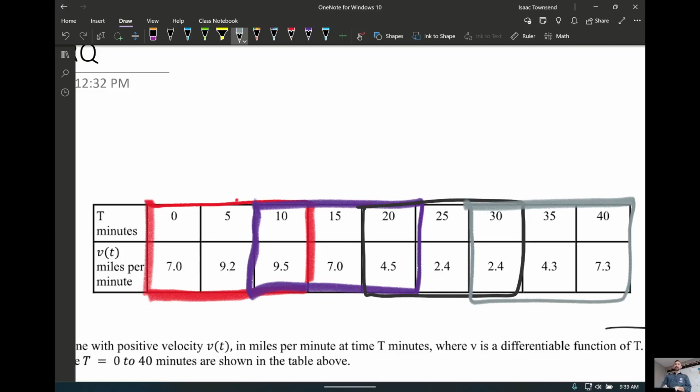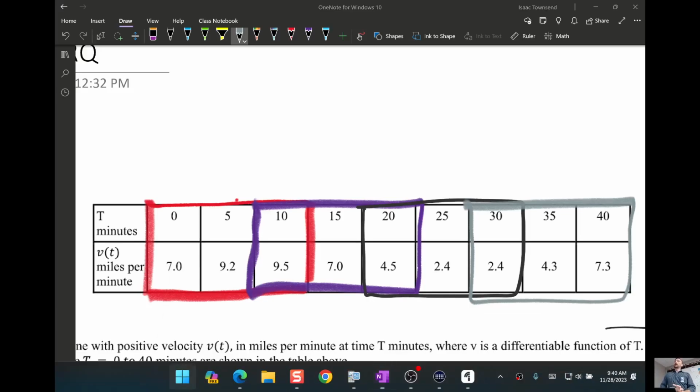So if I need left sum, I know I'm looking at left values. If I need right sum, I'm working with rightmost values for each rectangle. And when you need midpoint sum, you get to use the value in the middle. And again, it's actually helpful that it's in a table, because the left value, the right value, and the middle value is all right there in the table. You just have to decipher that information.